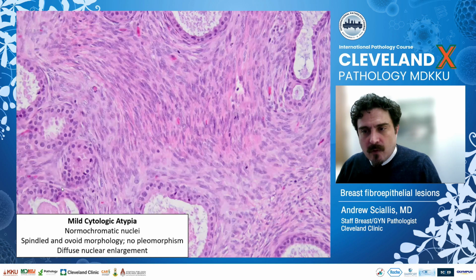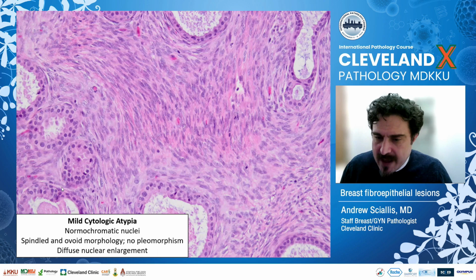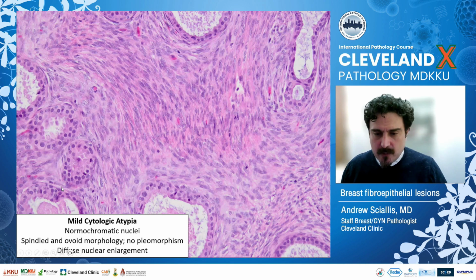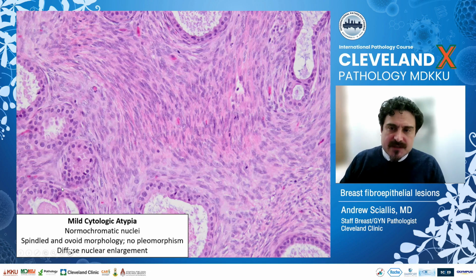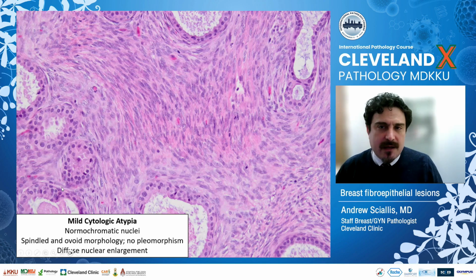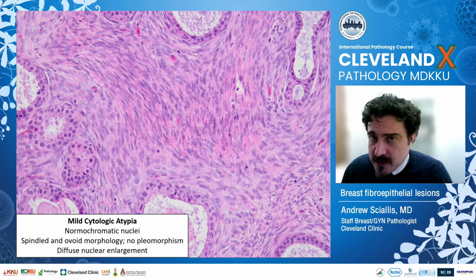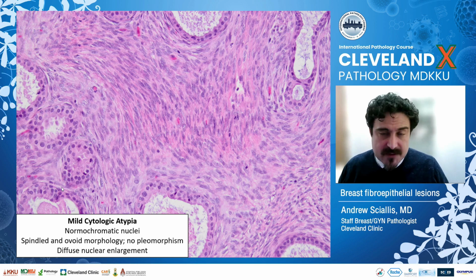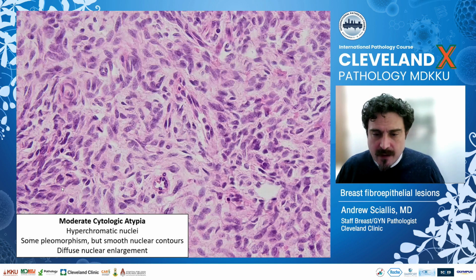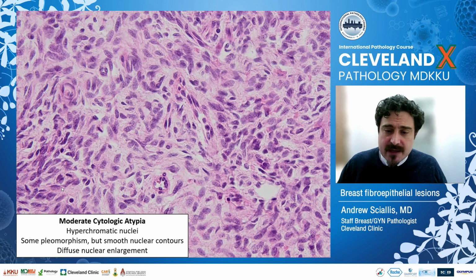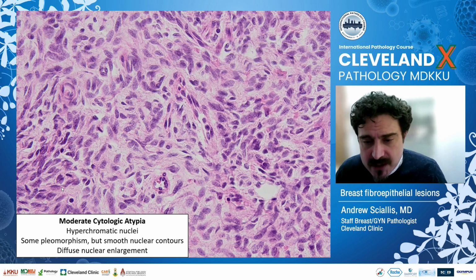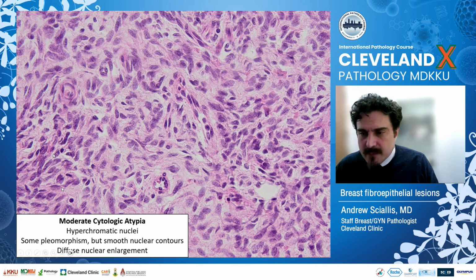But once we start seeing this kind of pattern in which the nuclei are normochromatic, but clearly are much more cellular and there's more nuclear enlargement, then we start getting into mild cytologic atypia. They still look spindled and ovoid, but they're big and there's a lot of them. Moderate cytologic atypia in this case would be nuclear hyperchromasia. There is some pleomorphism, but otherwise they have smooth nuclear contours.